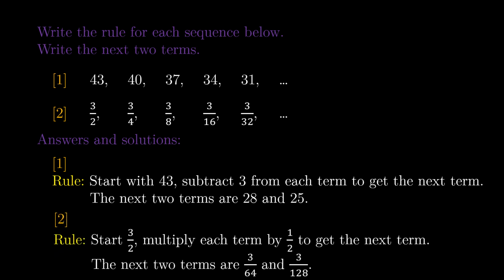For number 2, we'll start with 3 over 2. Multiply each term by 1/2 to get the next term. Then the next two terms are 3 over 64 and 3 over 128.